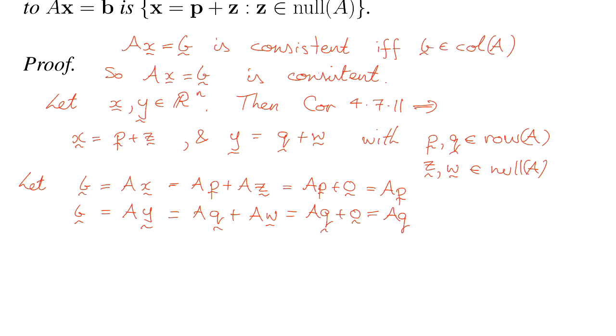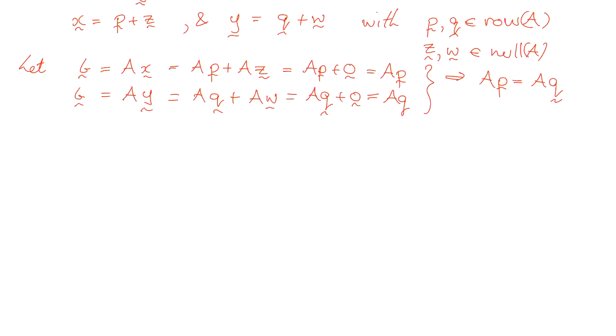So now, what do we know about Ap and Aq? They're equal, right? Because they're both equal to b. So what we've learned is that if x and y are solutions to Ax equals b, then Ap and Aq have to be equal. So Ap equals Aq. Now, what does that tell me about where p and q live? By assumption, p and q live in the row space, but this equation tells me something else about where they live too.